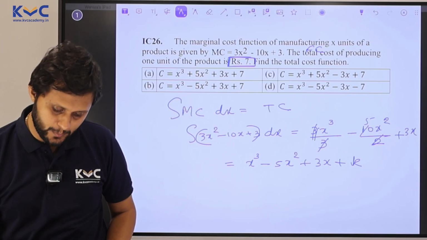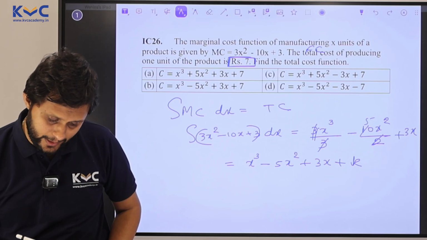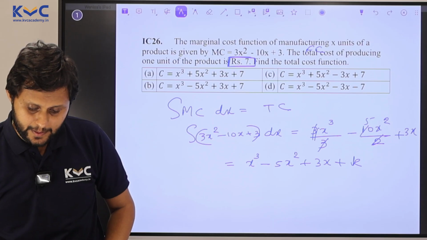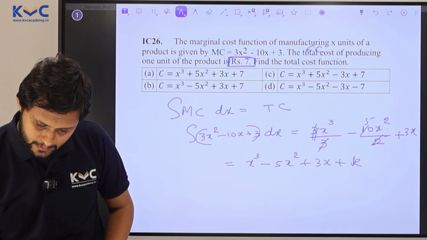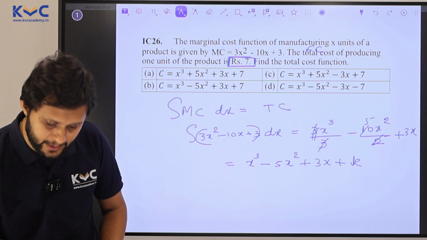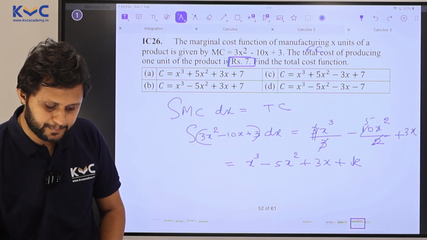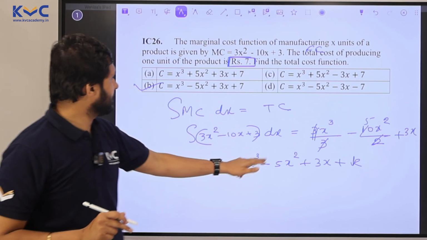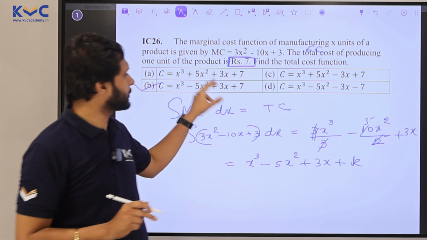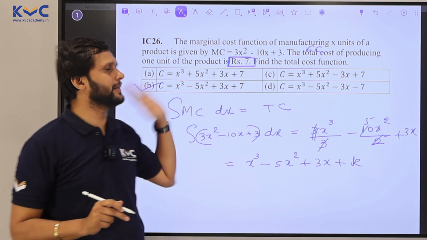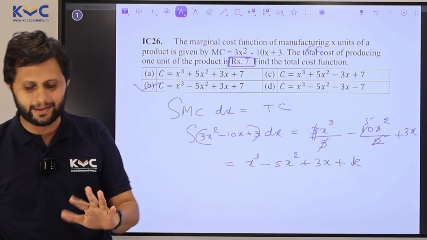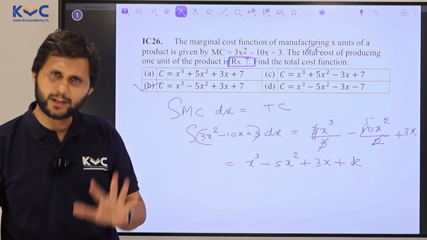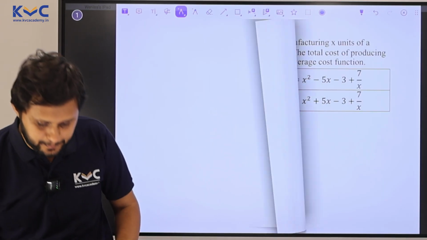And if you see, x cube minus 5x square is there in option B and option C, and minus 3x is there in option D, so option B is the right answer. We have x cube minus 5x square plus 3x plus k, so we'll directly take plus 7 only, and we'll get the answer. Option B is the right answer. Fine, we'll go to the next question, question number 27.